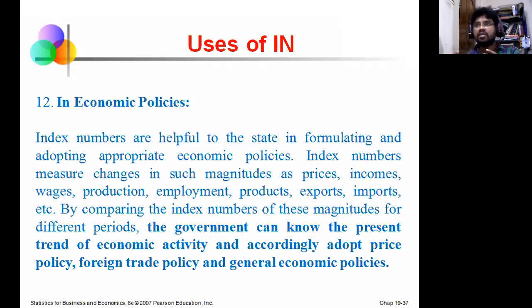For example, we have two indices, the export index and the import index. So in the export index where we stand, and in the import index where we stand. So when do we stand in the front or back? The government can know the present trend of the economic activity, and according to the activity of the economy, they can adopt some price policy. There are price policies, foreign trade policy and general economic policies. So they will keep in mind the price policies and foreign trade policy also.